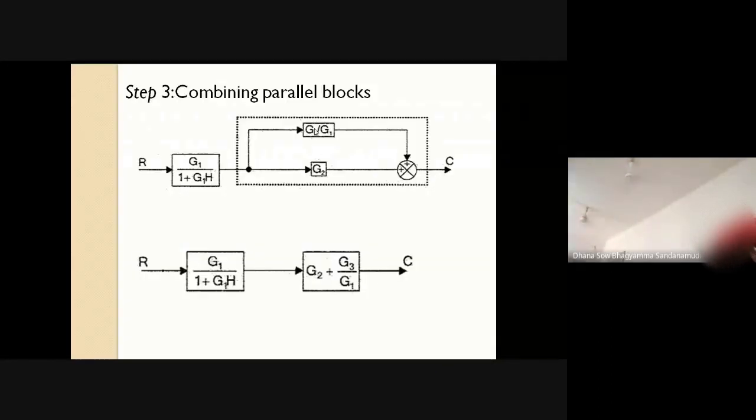Okay, so these two are connected in parallel. So G2 plus G3 by G1. Now, the next step I need not tell you. Step number 4, you yourself can tell. These two blocks are connected in series or cascade. So step number 4 is combining the cascade blocks. If you combine the cascade blocks, simply you have to multiply the magnitudes or the gain values of these two blocks. I'm changing the slide.